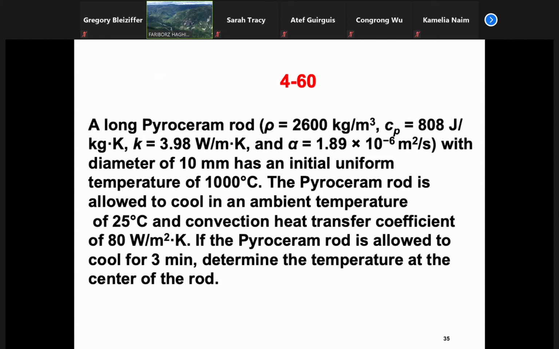If you have no question, let's do this problem. Again, it's coming from your textbook, problem number 4-60. If you have your textbook, open it. The number is from your textbook, edition number 6. I give you 1 minute.